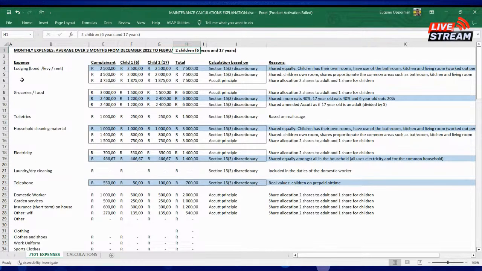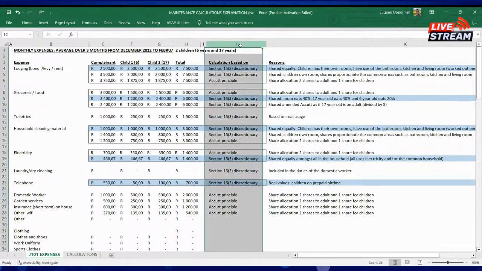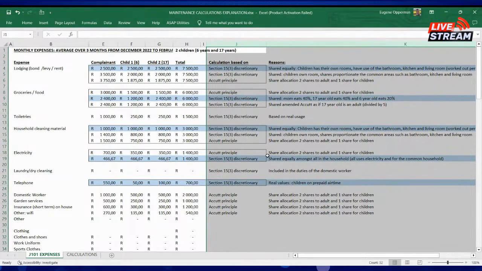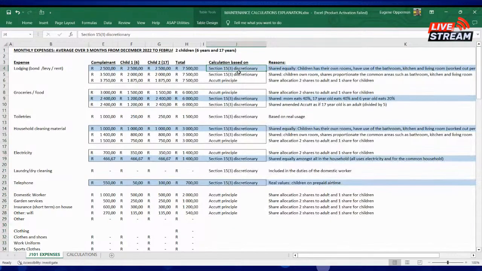So let's use, for example, as you would see in the form as well, complainant, child 1, child 2, and then a total. In the spreadsheet I include 2 columns. I include the column called calculation based on, and then the reasons for that. Why do I do that? It is in order to show the court that there's some thinking gone into the compilation of this. This is not just something that you suck out of your thumb in order to complete the form and just fill in the little blocks.